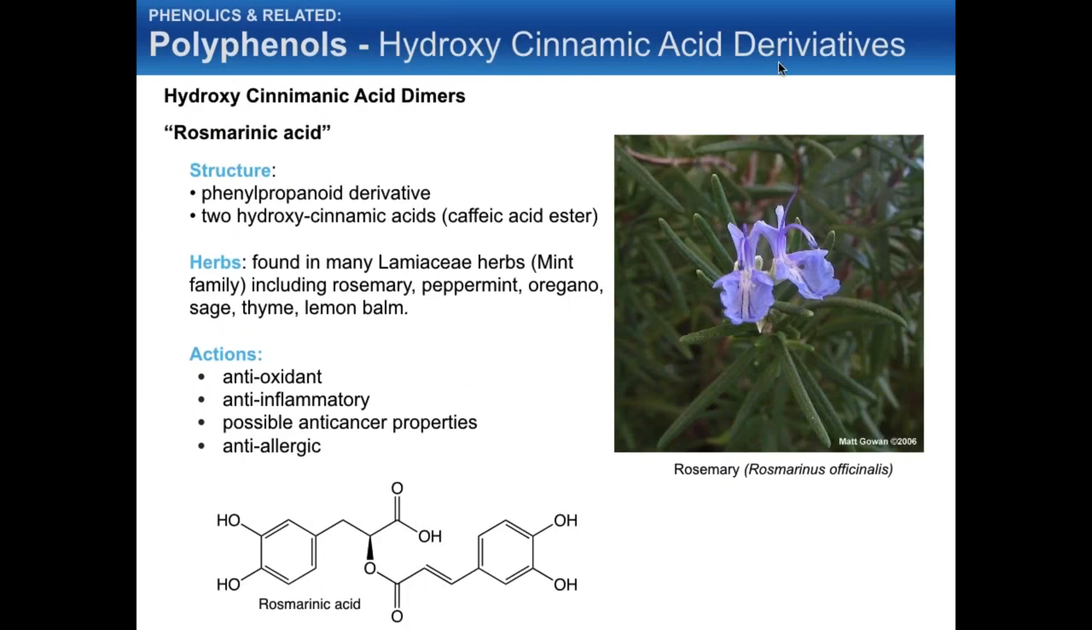So here are a couple of polyphenols, just to give you some examples. Polyphenol basically means there's multiple OH groups, and some of these are really important. All they are is basically dimers where you've fused two of the things like caffeic acid together. There's one in particular called rosmarinic acid. I like this compound.